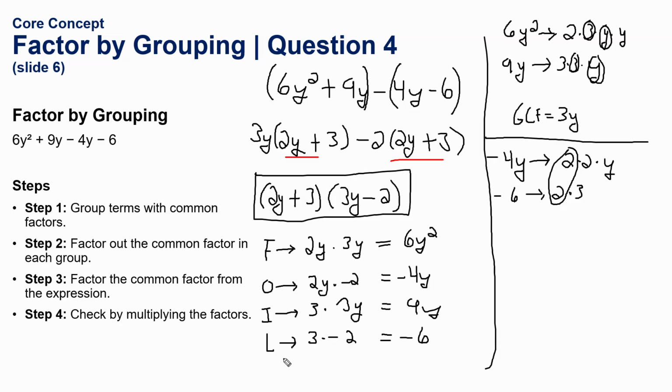So if I then combine all of them, 6y squared plus 9y, if I skipped it and kind of matched it up here, minus 4y minus 6. So that checks off our work here, checks off our work there. All right, so 2y plus 3 in one parentheses times 3y minus 2 in the other parentheses is our result.